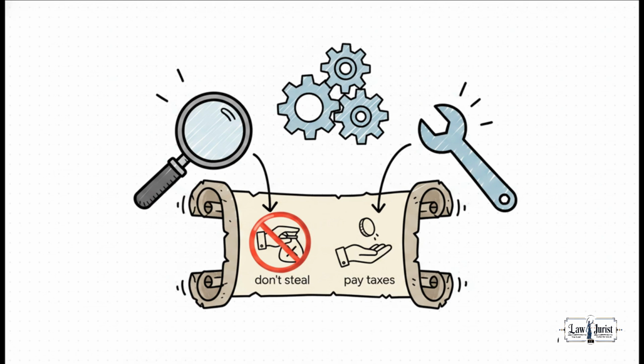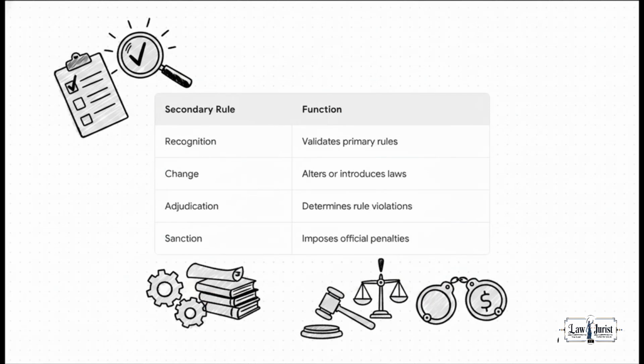To cure these defects, society had to invent secondary rules. Secondary rules are basically rules about rules. They confer power, allowing officials to formally create, alter, and validate those primary rules. Secondary rules are also at the point at which society moves from primitive society to a society with a law system. Let's walk through this masterclass cheat sheet of secondary rules drawn straight from Hart's framework.